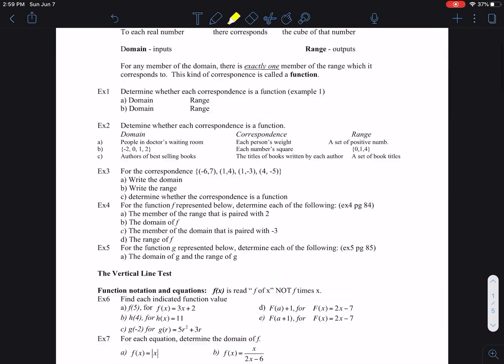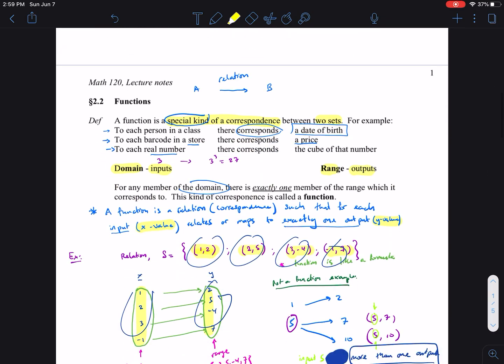So this will be part two of the lesson 2.2 functions. So far, we introduced the definition of function. We'll look at a few easy examples. I'll do a couple more examples in this video. But another thing we want to talk about in this lesson is introducing the formal notation for a function.